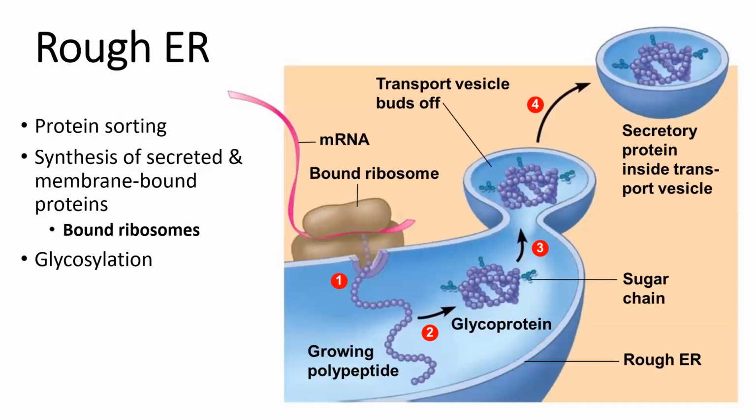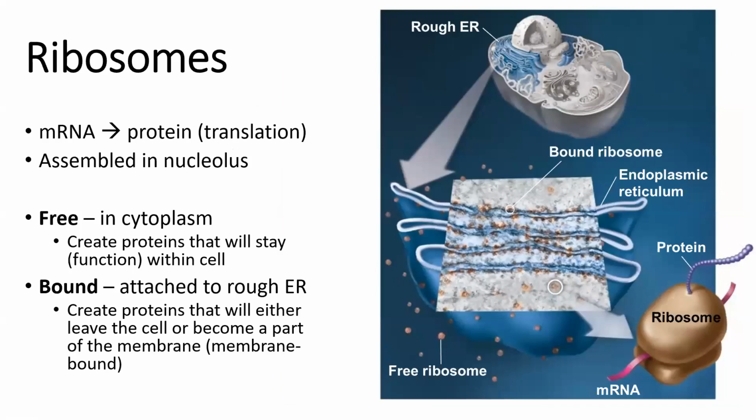The rough endoplasmic reticulum is basically the site of protein sorting. It is called rough because it is studded with ribosomes. So basically, you have the synthesis of secreted and membrane-bound proteins. You also have glycosylation occurring. So basically, it's where you're going to metabolize sugar.